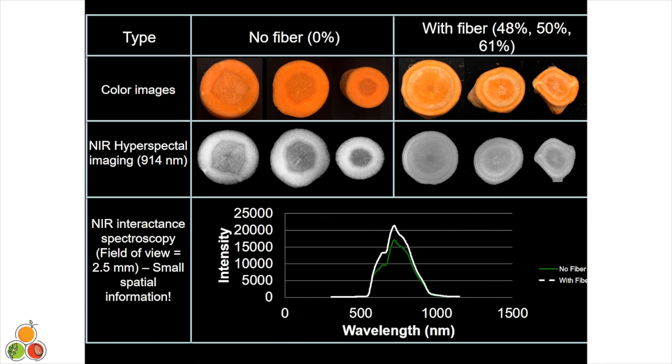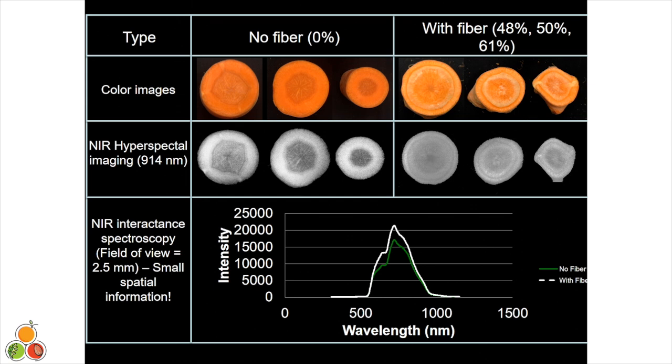We were looking at near-infrared hyperspectral imaging. This is one image of thousands that we had. This is one at 914 nanometers, 1 point in that spectrum. This is how the images look. You could see that we could somehow detect the difference between non-fiber and fiber.